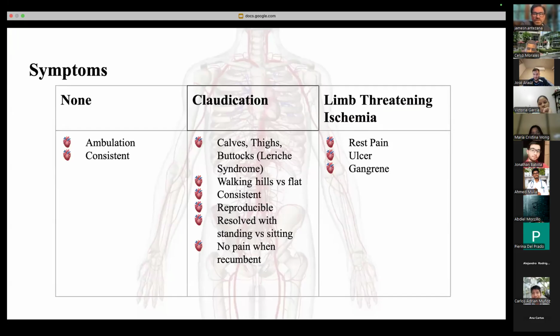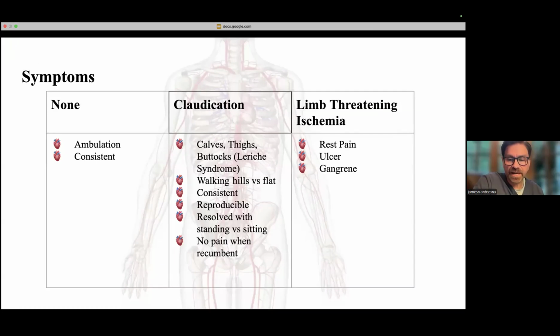Okay. When we get to the point where now we're beyond a Rutherford RC3 category and we're at RC4, then we talk about limb-threatening ischemia. And when you have limb-threatening ischemia, what happens now is that at rest, when the patient is laying down or recumbent, they're going to have pain in the extremity. Sometimes the pain is just a constant ache. Sometimes the pain is followed by numbness of the extremity, and the patient has to get up and move around. And then also when you talk about RC5 and RC6, as you will see in the classification, the patients develop ulcerations and gangrene.